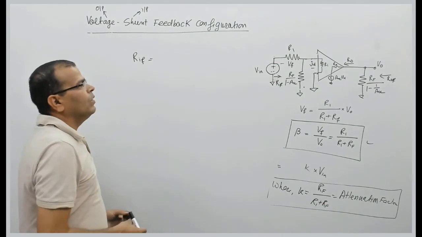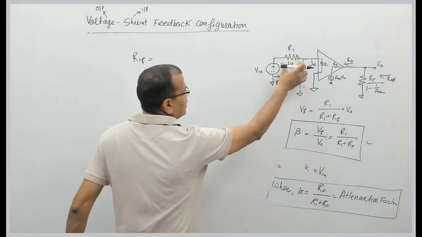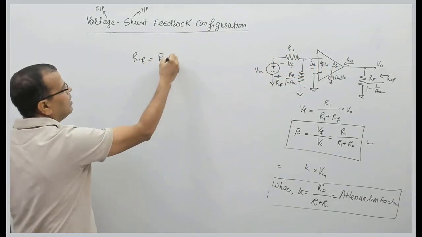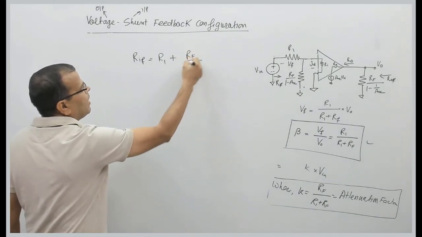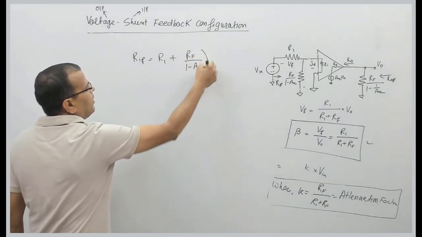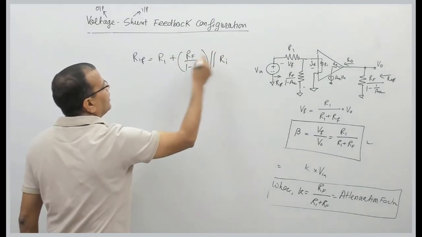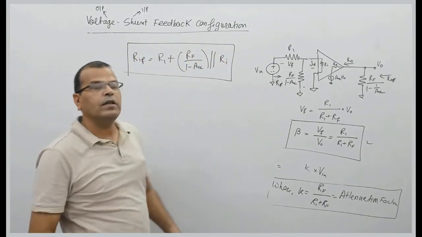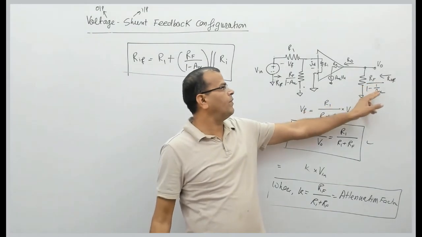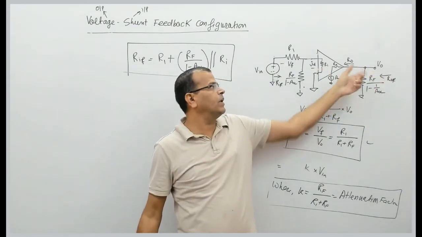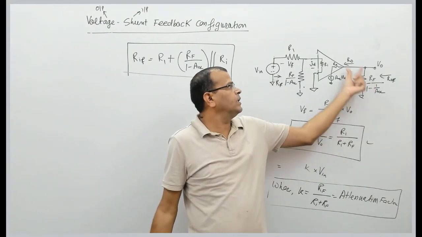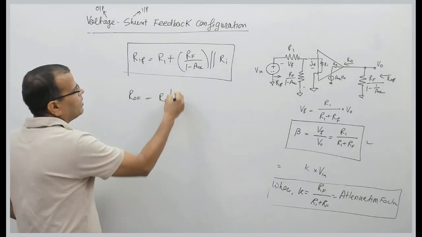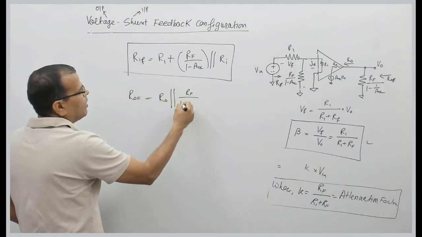So now what will be the total resistance? This resistance plus this in parallel with this. So total resistance with feedback will be R1 plus RF by 1 minus AOL in parallel with Ri. So this is the total input resistance. Now I can find the total output resistance in terms of RF by using a similar concept, but that will be what? This resistance in parallel with this, right? So R0F will be R0 in parallel with RF by 1 minus 1 by AOL.